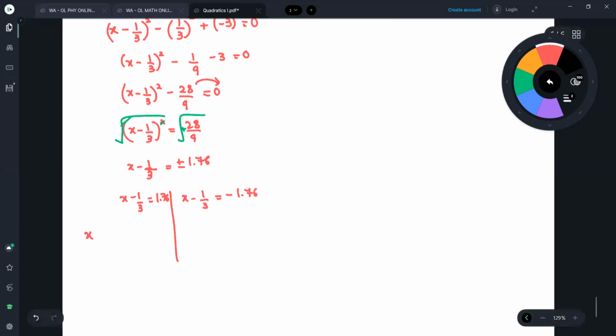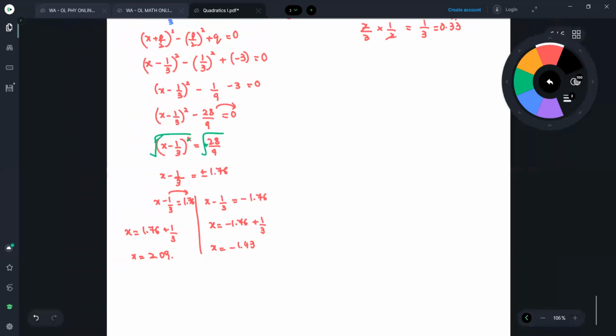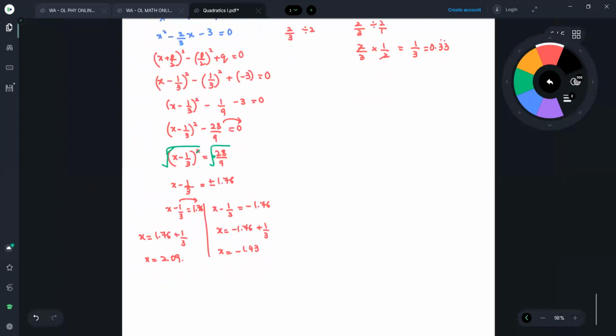Now can you do this on the calculator? 1.76 plus 1/3 on your calculator. It will be 2.093. Very good. And then can you do this on the calculator? Take your time. Minus 1.76 plus 1/3. It will be minus 1.426, or 1.43. Understood? Okay, so we will round it up. Yes, you will always round off your answers.